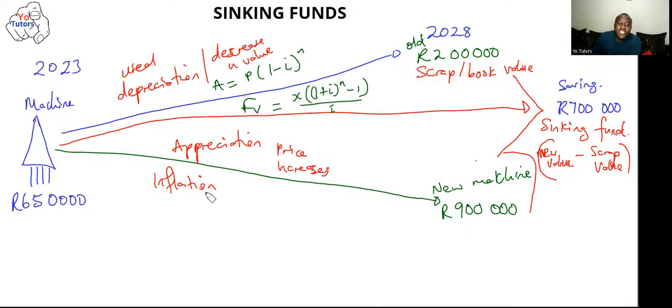What about the inflation here, the appreciation value, the increase in price? We're going to get it by saying A is going to be equal to P1 plus our I, the power of n. Because it's increasing in value, here it's decreasing in value, but here we are saving, we need to make regular payments. So regular payments are made here, regular payments made to attain the 700,000.